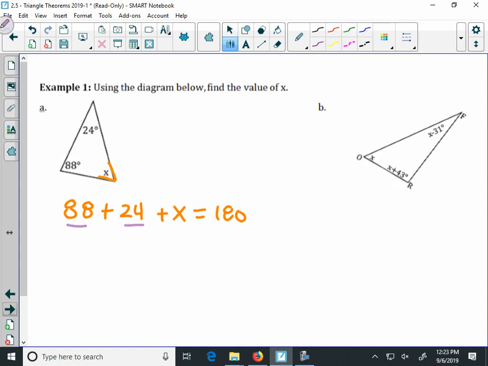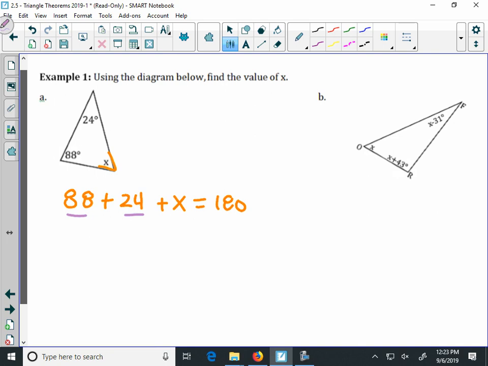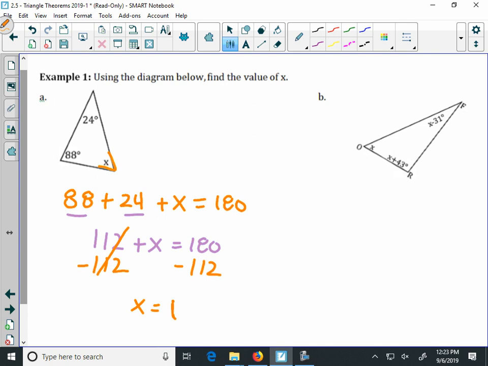What do we get when we do 88 plus 24? 112. Move the 112 over. What's 180 minus 112? 68. So x is 68. The angle is 68 degrees.